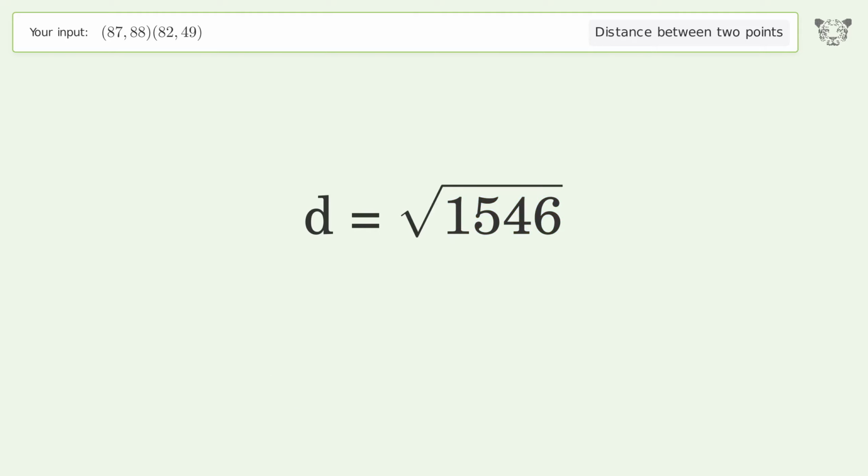And so the distance between the 2 points is the square root of 1,546, or 39.319.